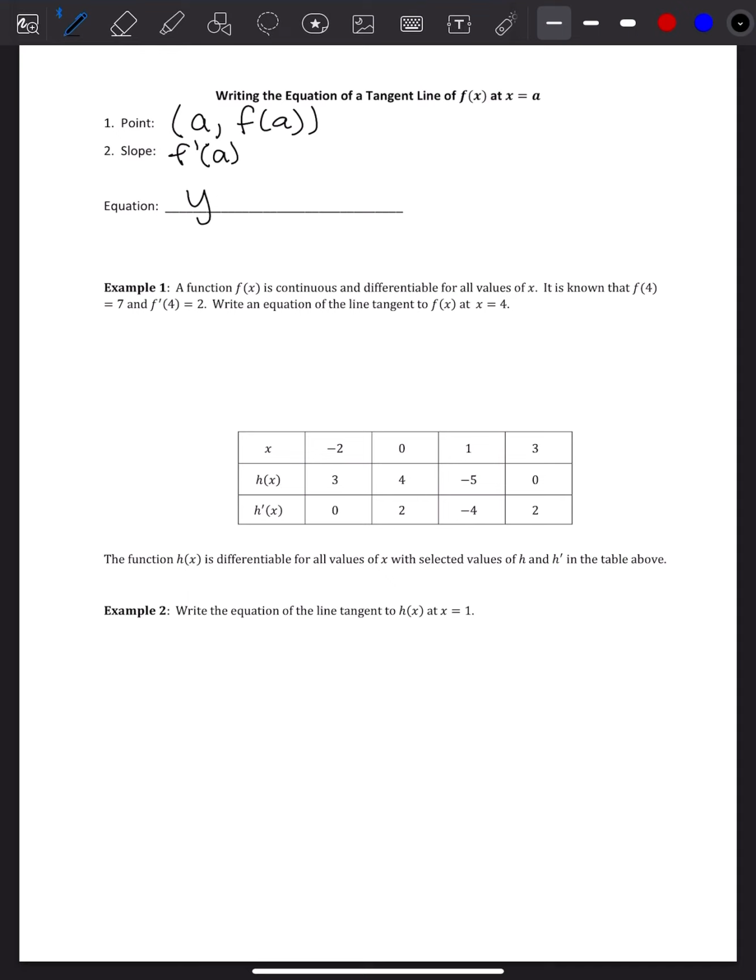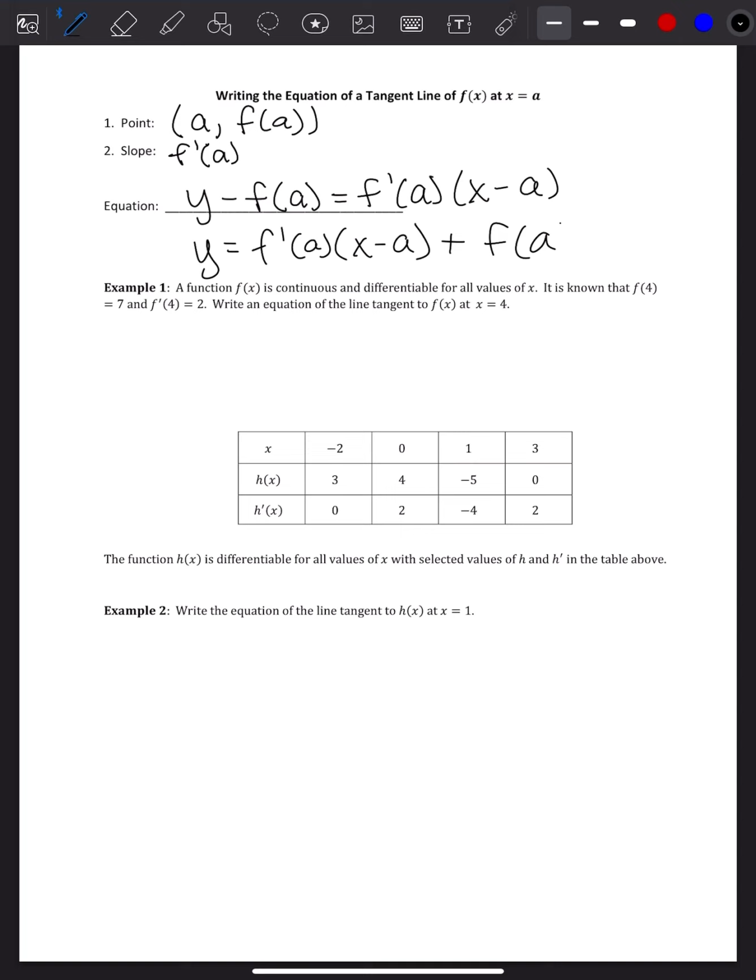We can use two different forms to look at this. We have point slope form, which is generally written as y minus our y value, in this case f of a, is equal to our slope, f prime of a, times x minus a. Another way that we could write it is moving that f of a over, so it's y equals f prime of a times x minus a plus f of a. So when we look at these problems, we just need to decide what we need. We need our point and we need our slope.